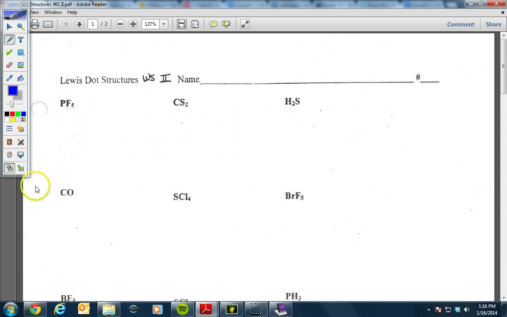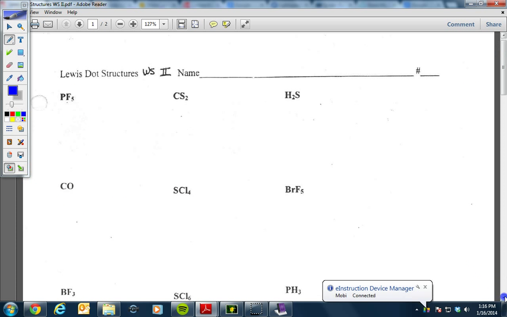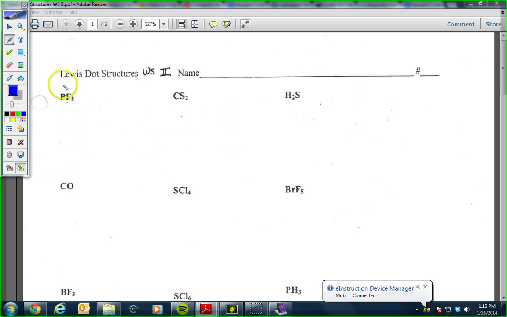If we do this like we did every single problem on the first worksheet, phosphorus, if we find it on the periodic table, has 5. Fluorine has 7, but we have 5 of them. If we add that up, this picture is going to have 40 dots in it. If we put phosphorus and we put 5 dots around it, what we end up doing is putting a fluorine on every one of them.